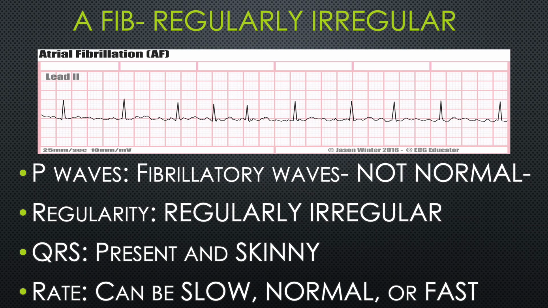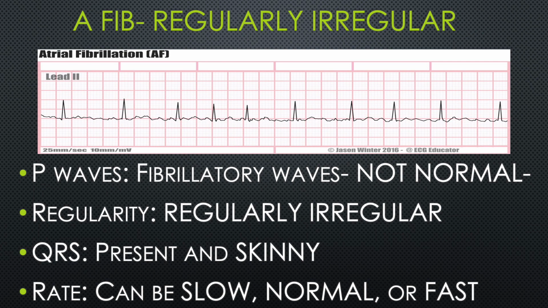The other thing that's different about it is it's regularly irregular. This is where it gets its name. So you can see here, the top of the heart is randomly quivering, so it's not in sync with the bottom of the heart. Remember, a regular rhythm has that steady beat. This one's different, it's that irregularity. And when I say regularly irregular, it means you can count on it being irregular.